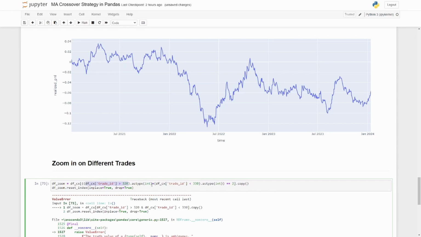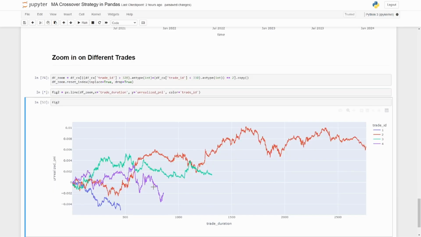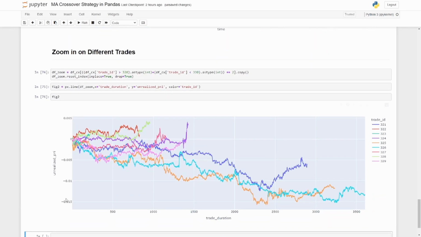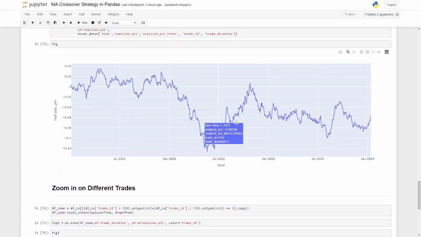We're saying it's an integer, right? So now it's not going to be true or false, it's actually going to be 1. Then if it's less than 330, instead of true or false, if it's true, it's going to be 1. So when this is true and this is true, adding them together should equal 2, and that's the condition we want to see. So it just worked. Now let's run this, and now we can see between 320 and 330, which are the earlier trades in this range.